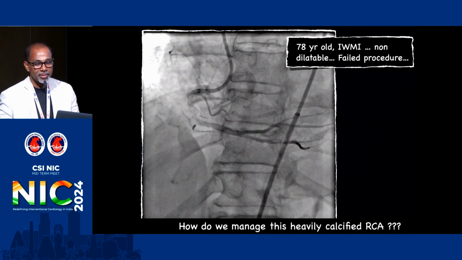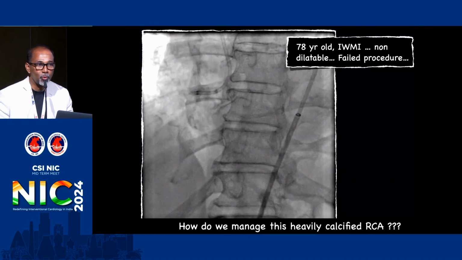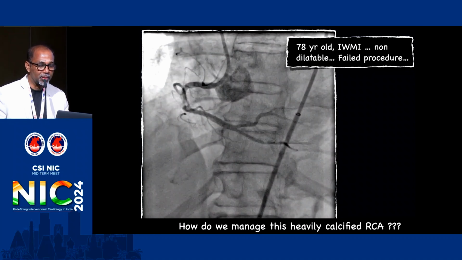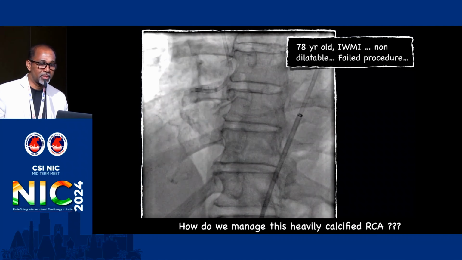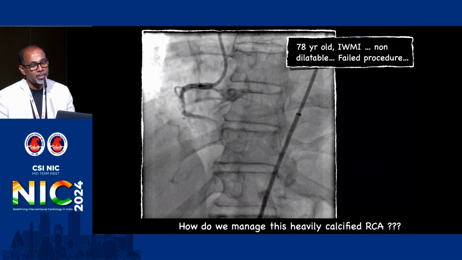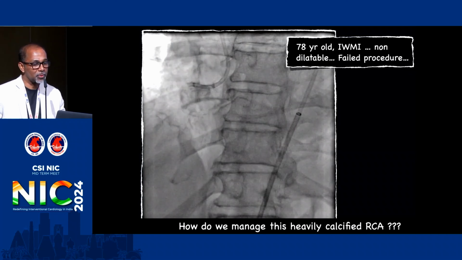I'll start with the case history of a 78-year-old gentleman who presented with an inferior myocardial infarction to a nearby hospital. They attempted to dilate the lesion but were not able to. However, they could achieve TIMI 3 flow with a 1 millimeter balloon, and he was referred to us. We kept him on tirofiban for the next 12 hours and took him up for a procedure.